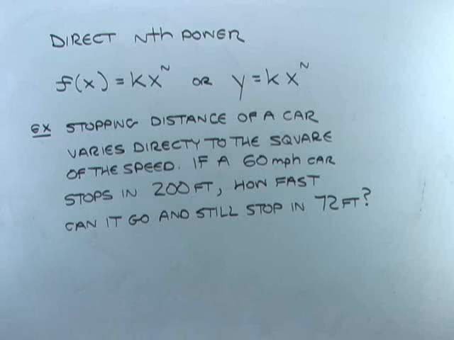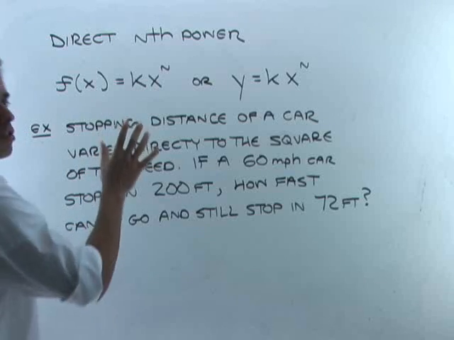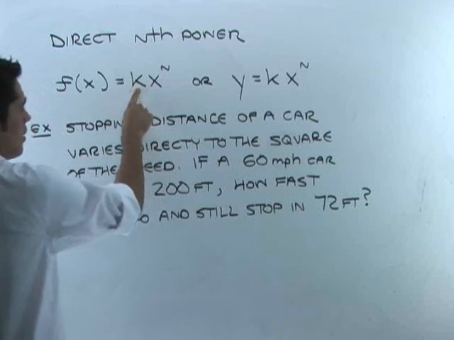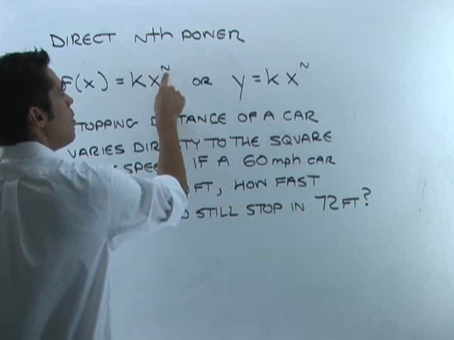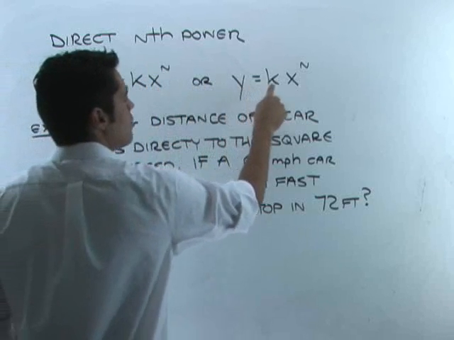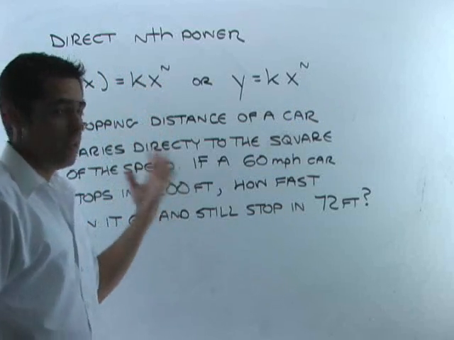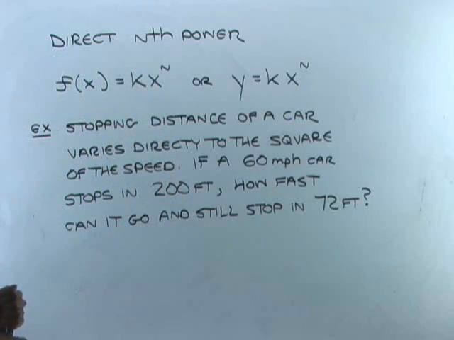Okay, we're going to take a look now at what's called direct nth power variation. So this looks very much like direct variation, except that your function is equal to your constant of variation times x to a power n, or y is equal to k x to the n. Now the n here, the power, will usually be given in the problem. So let's take a look at this problem.